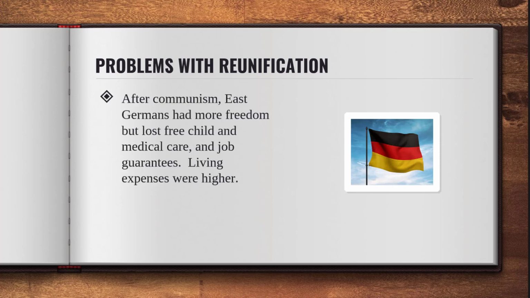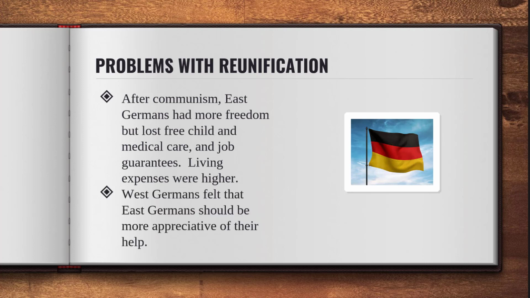After communism, East Germans had more freedom. Okay, they had not had any freedom, but they lost some things that they had really appreciated and enjoyed. They lost free childcare and medical care, and they no longer had job guarantees. Remember, in communism, you're guaranteed to have a job. You don't get to pick what it is, but you're guaranteed to have a job, and they didn't have those guarantees anymore. And their living expenses were much higher. And West Germans had some problems as well, because they felt that the East Germans should be more appreciative of the help that they had given them.